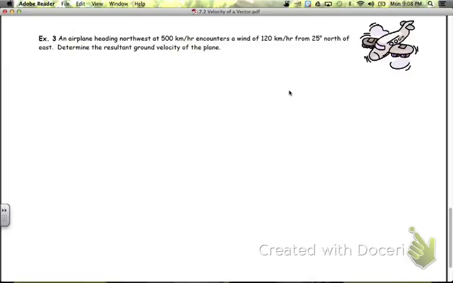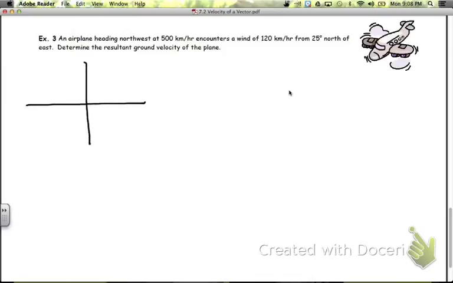And now in our last example here, an airplane is heading northwest at 500 kilometers per hour, and encounters a wind of 120 kilometers per hour from 25 degrees north of east. Determine the resultant ground velocity of the plane.